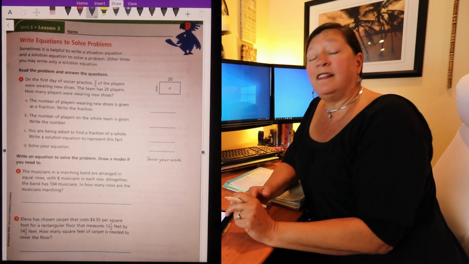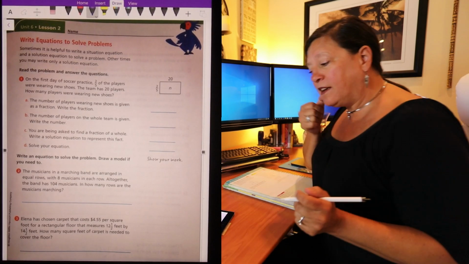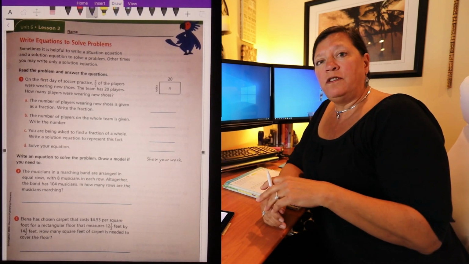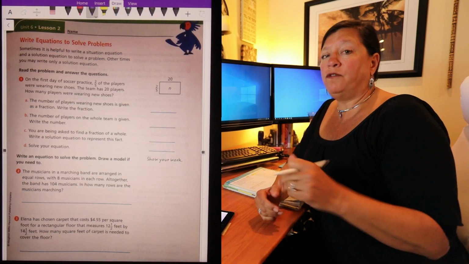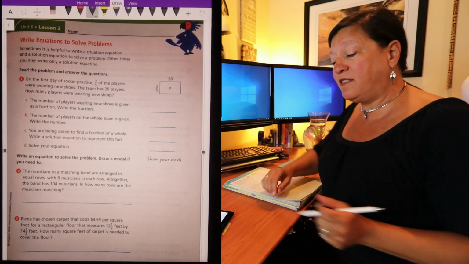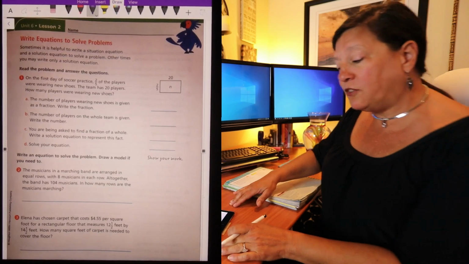Here we are at lesson 2 of unit 6, and it's writing equations again, solution and situation equations for multiplication and division this time instead of addition and subtraction like we did yesterday.